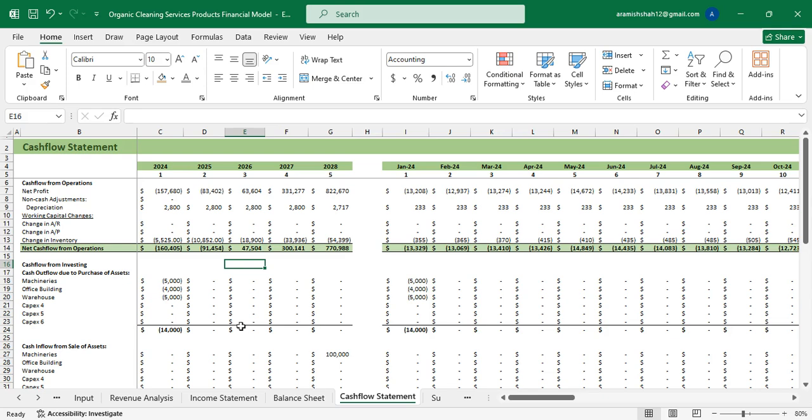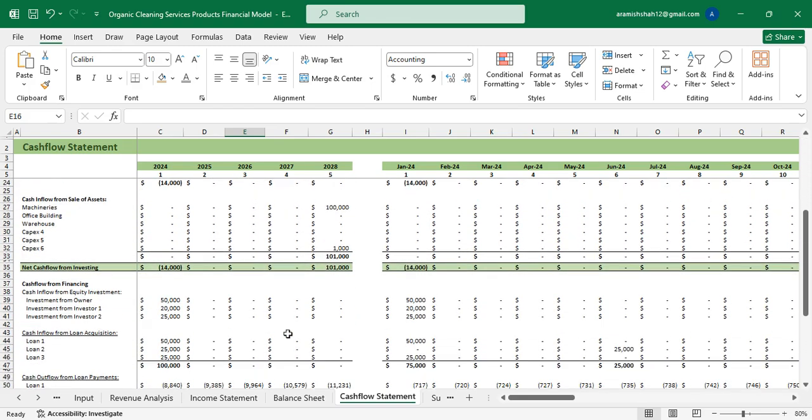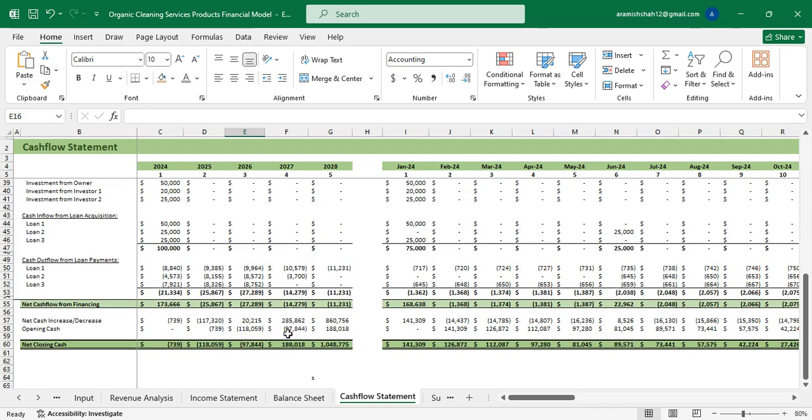Then moving on to the cash flow statement with all the key components, starting from cash flow from operations, then cash flow from investing, and lastly the cash flow from financing. And then we've got the net cash closing balances.